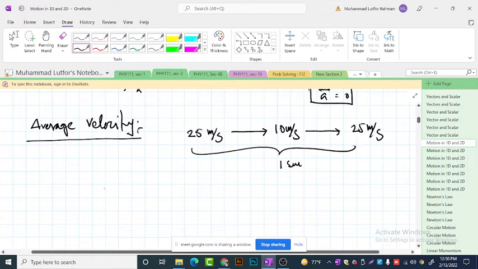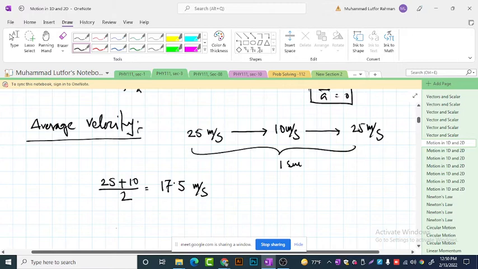Then if I asked you what is your average speed or the velocity, velocity would be in a negative direction, but actually I am talking about only the average speed. So average speed would be 25 plus 10 divided by 2, that should be 17.5, because 25 plus 10 is 35, divided by 2 is 17.5 meters per second.